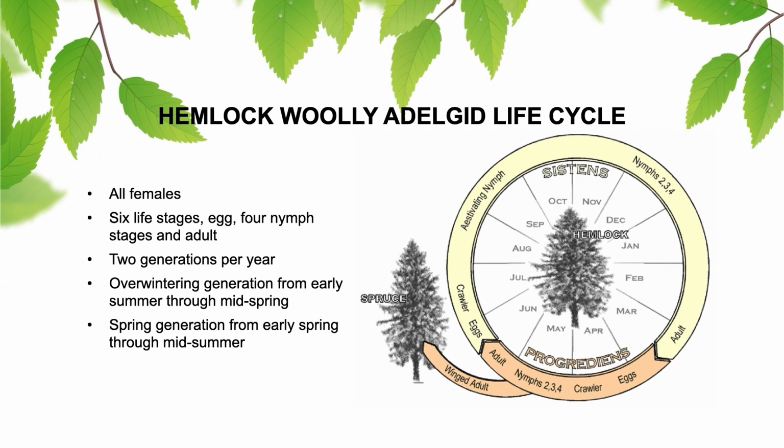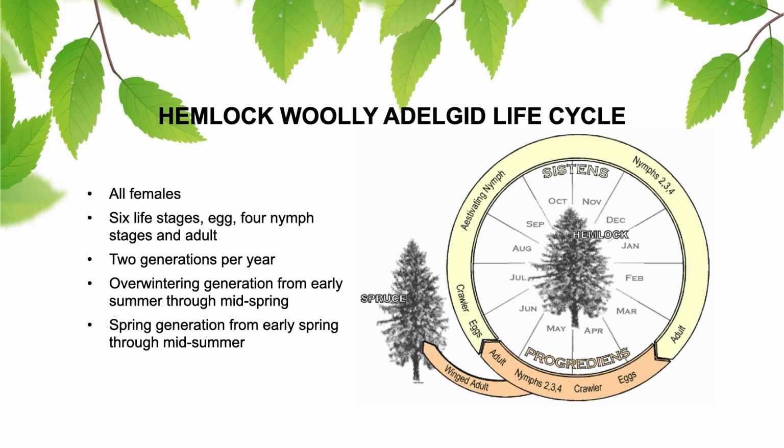Hemlock woolly adelgid life cycle. In North America, hemlock woolly adelgid are nearly all females. Males are winged and can be found on spruce, but their biology is not well understood. Hemlock woolly adelgid have 6 life stages of development, starting with the egg, followed by 4 nymph instars before reaching the adult stage.